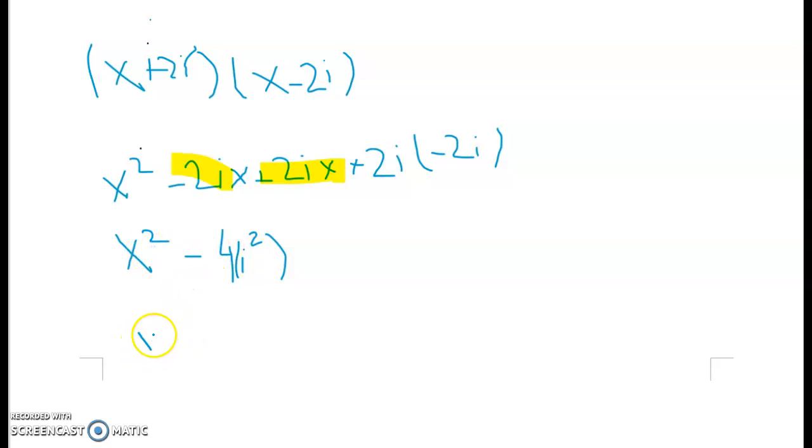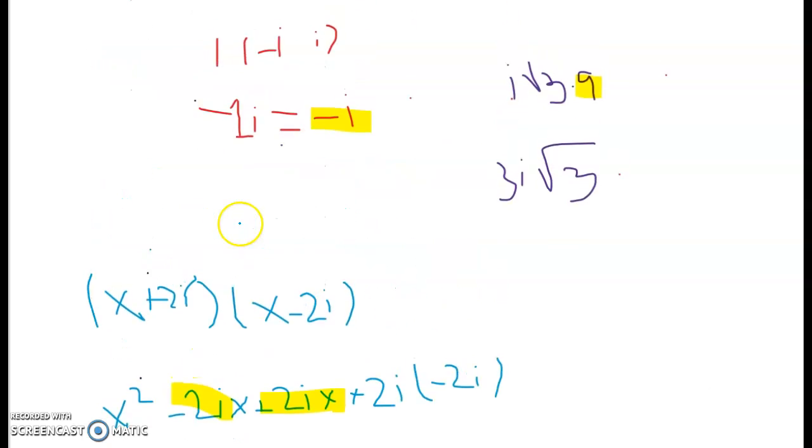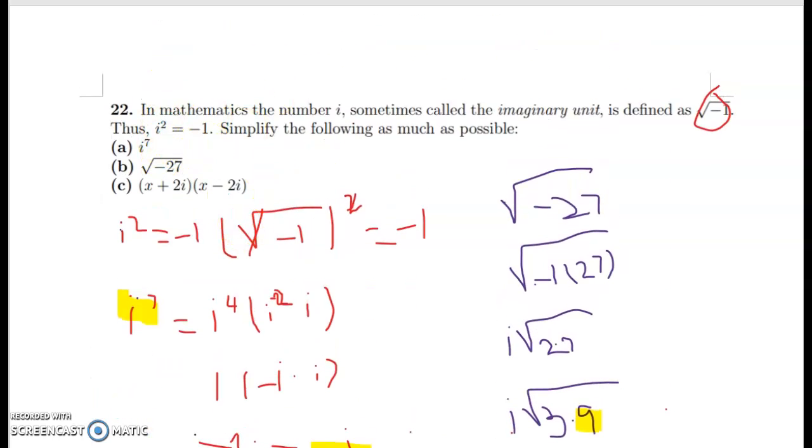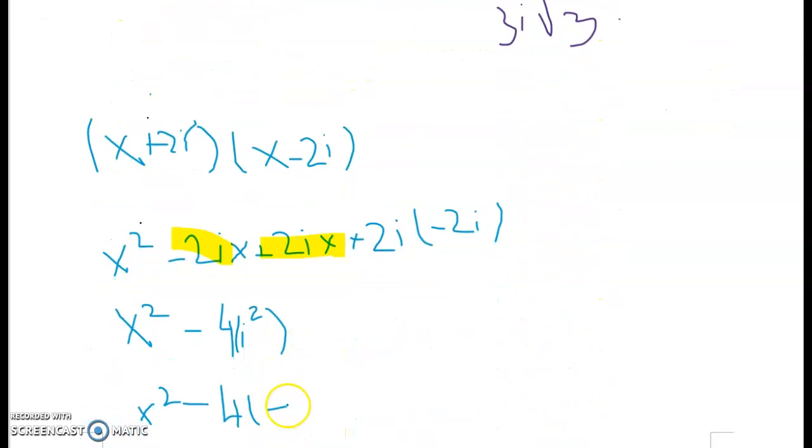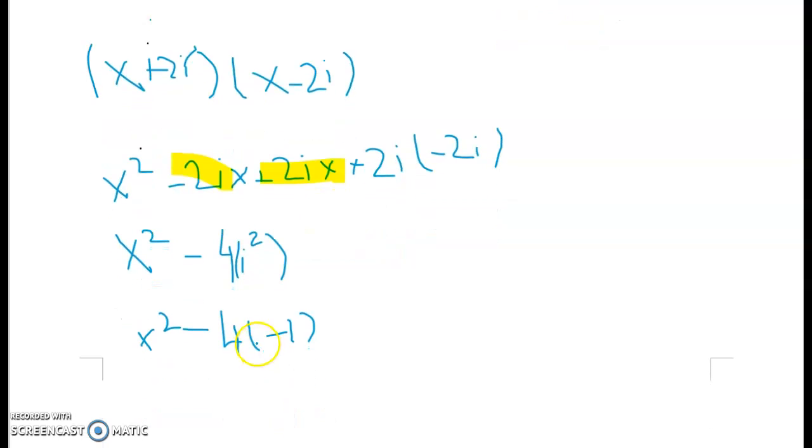So we get x squared minus 4 times, what is i squared as we saw at the beginning? i squared is negative 1, right? So negative 4 times negative 1. Negative times negative is a positive. So plus 4. And that's our final answer for C.